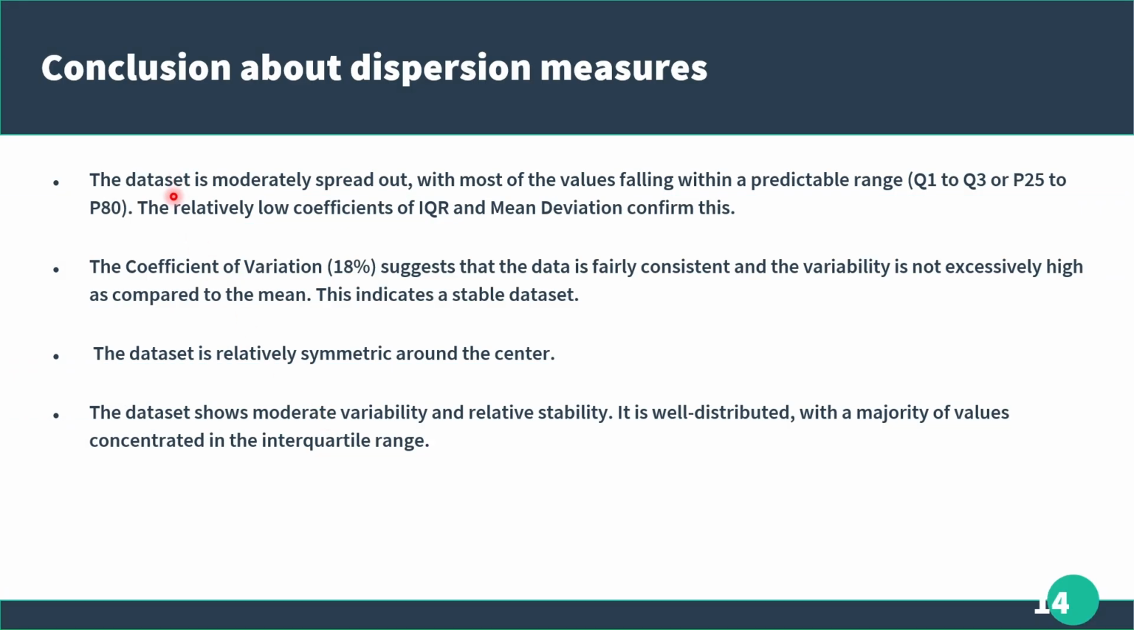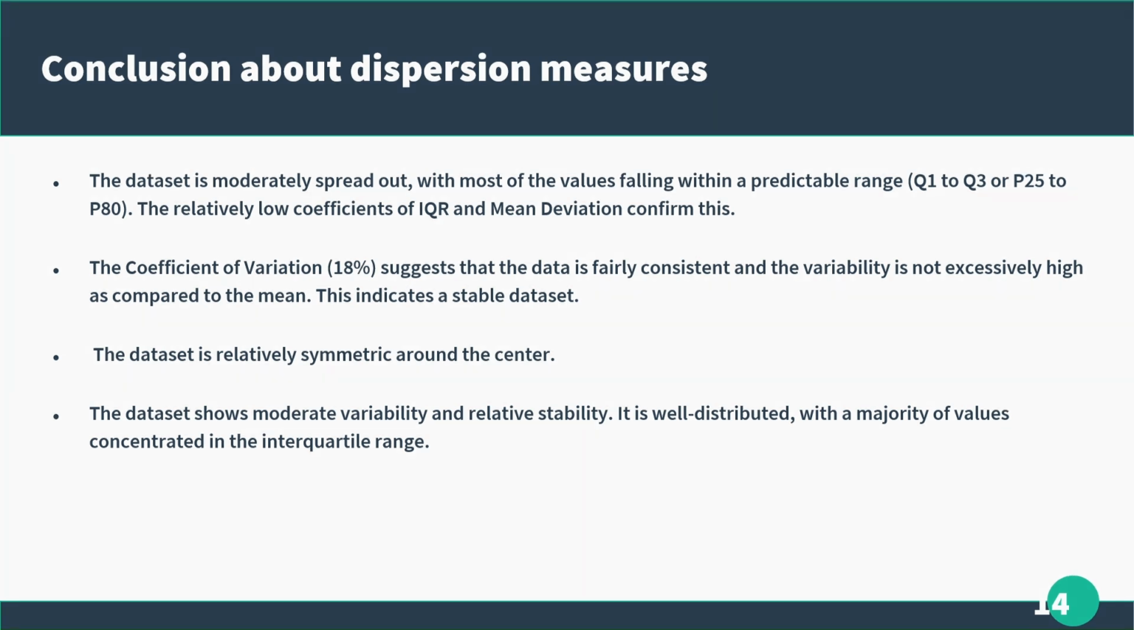Now from here we can conclude that the dataset is moderately spread out, with most of the values falling within a predictable range. This is confirmed by the low coefficient of the interquartile range and the mean deviation. The coefficient of variation suggests that the data is fairly consistent, and this indicates a stable dataset. The dataset is relatively symmetric around the center. It shows moderate variability and relative stability. It is well distributed, with the majority of the values concentrated in the interquartile range.